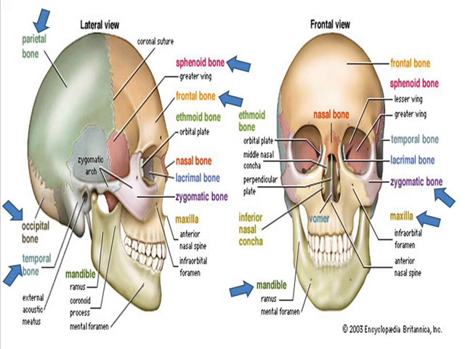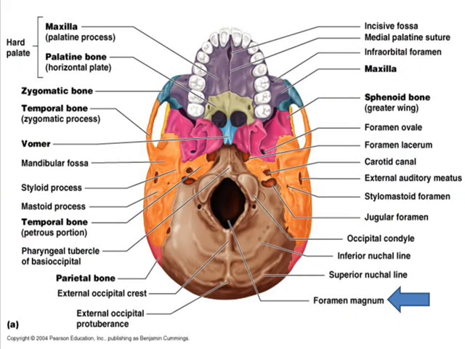Just to name a few of the facial bones, we have the maxilla, the mandible, also known as the jawbone, and the zygomatic bone, also known as the cheekbone. And in the cranial bone, we have frontal, parietal, occipital, temporal, and sphenoid bone. On the inferior view of the skull, we have a huge hole called the foramen magnum. This hole allows the passage of the spinal cord.